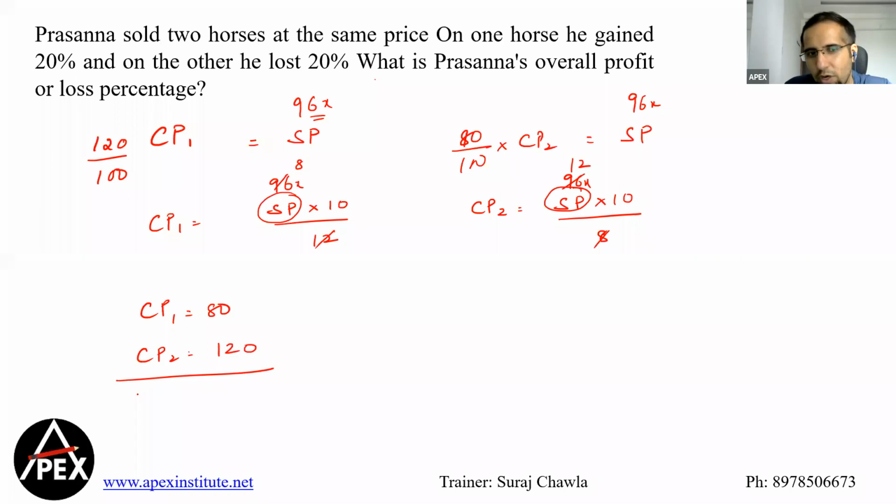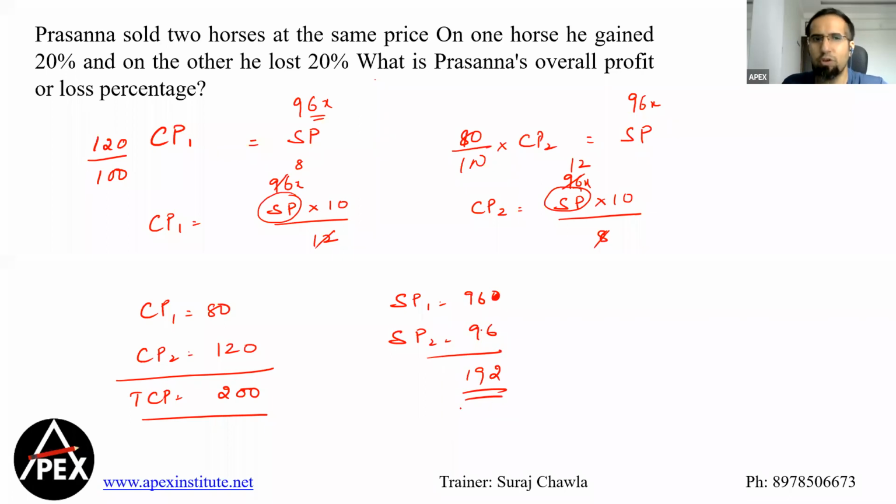That means what is my total cost price, guys? My total cost price of both the articles is 200. What is my total selling price? My selling price 1 is equal to 96, I have just assumed that. My selling price 2 is also equal to 96, which is equal to how much, guys? 192. I have assumed it to be 96 because I want an LCM of 12 and 8.